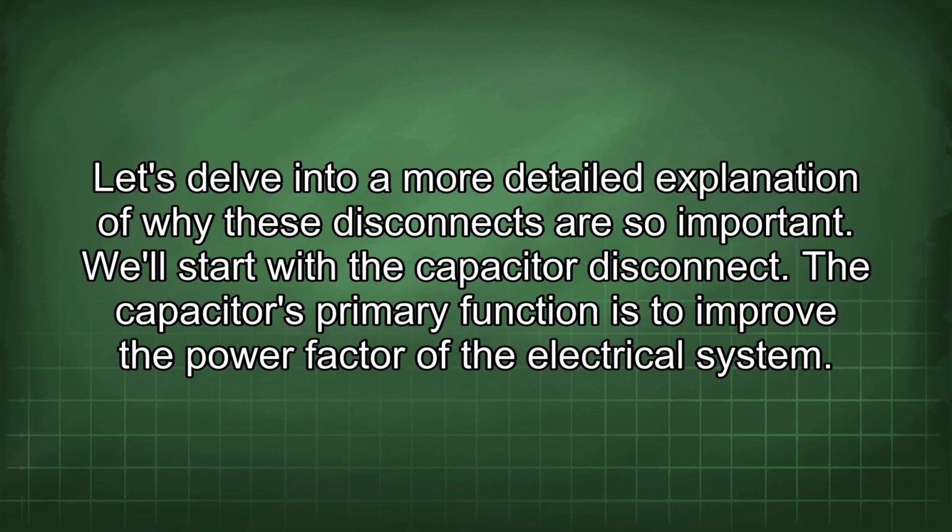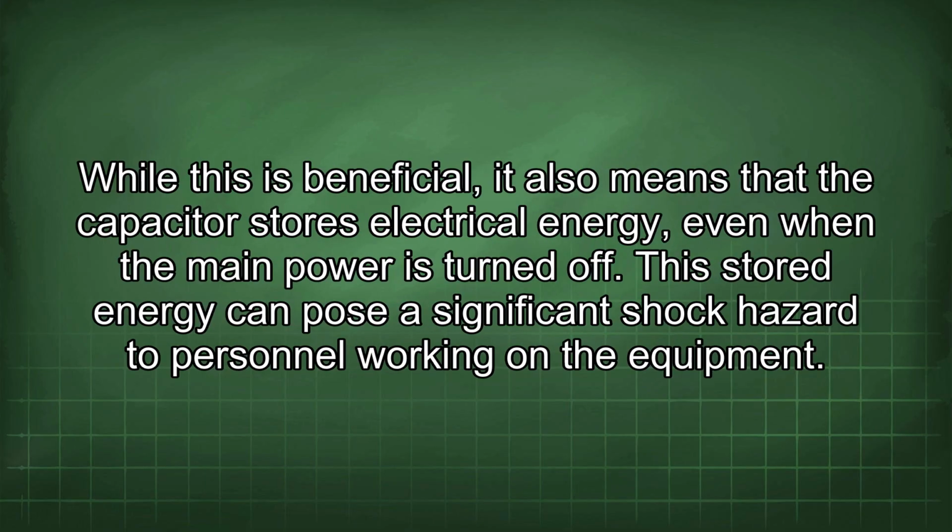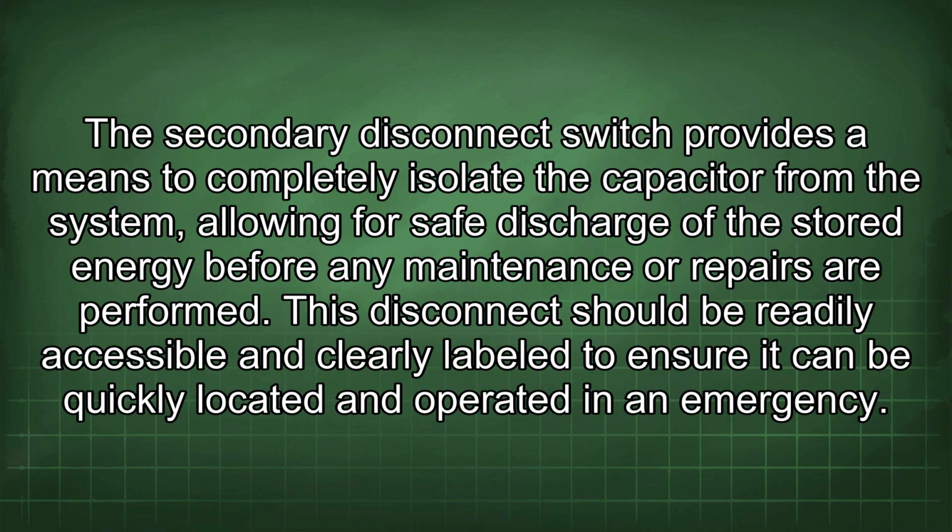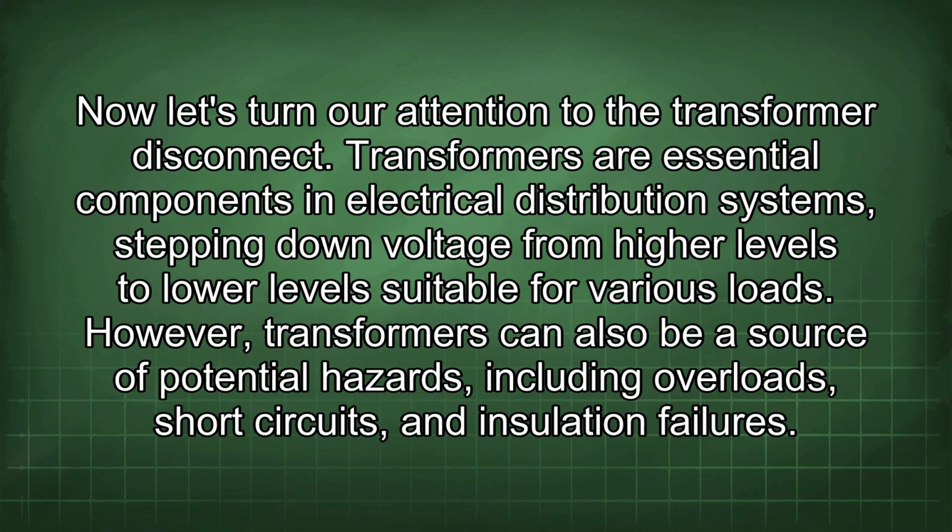The capacitor's primary function is to improve the power factor of the electrical system. While this is beneficial, it also means that the capacitor stores electrical energy even when the main power is turned off. This stored energy can pose a significant shock hazard to personnel working on the equipment. The secondary disconnect switch provides a means to completely isolate the capacitor from the system, allowing for safe discharge of the stored energy before any maintenance or repairs are performed. This disconnect should be readily accessible and clearly labeled to ensure it can be quickly located and operated in an emergency. Now let's turn our attention to the transformer disconnect.